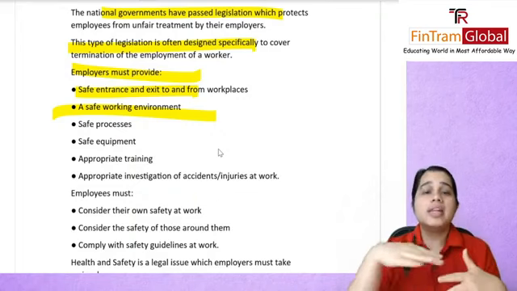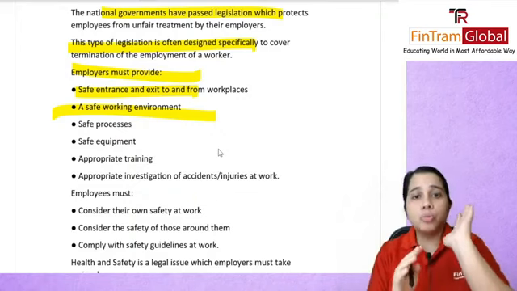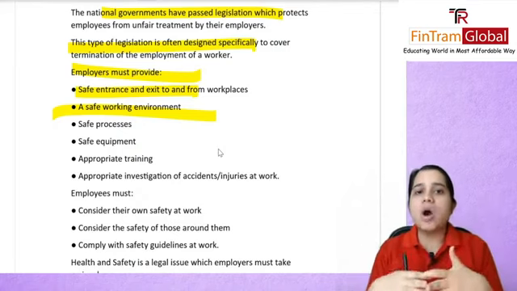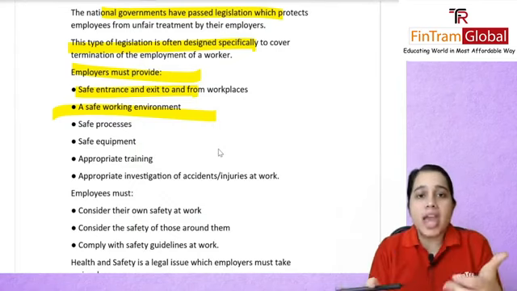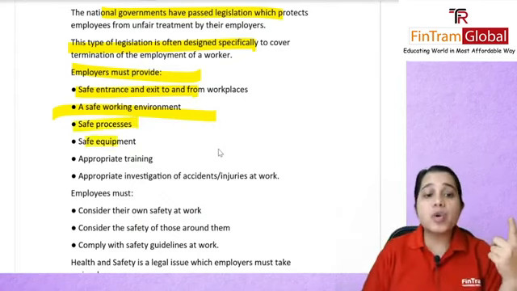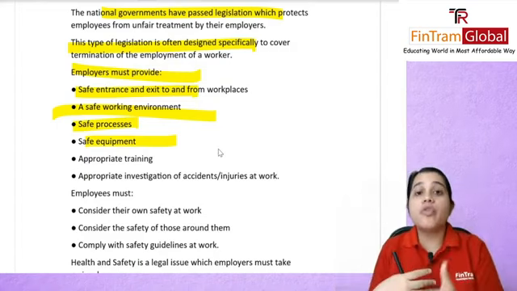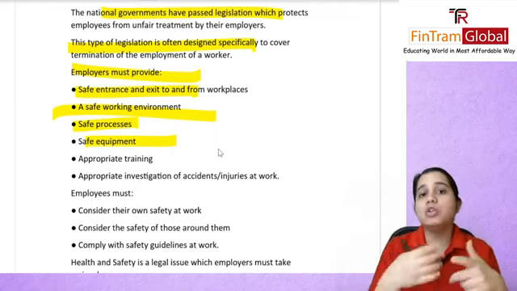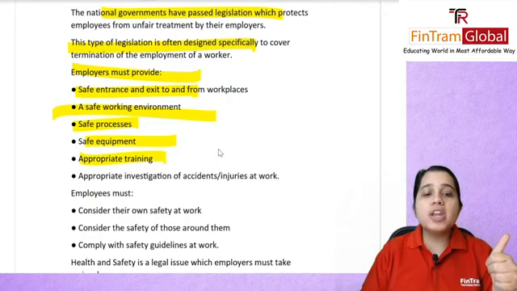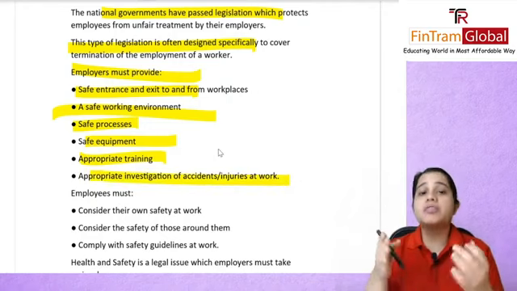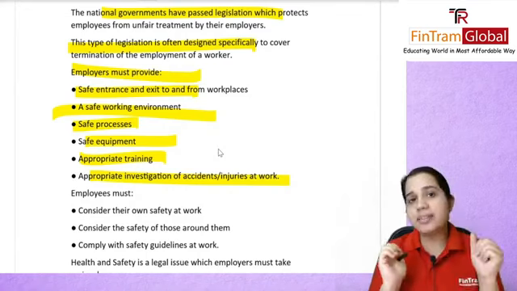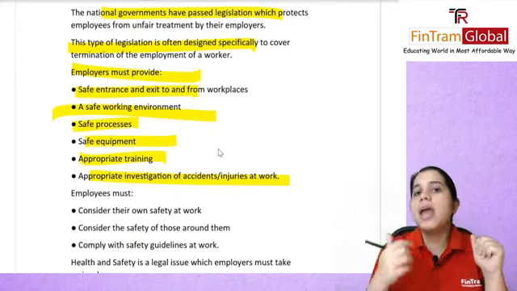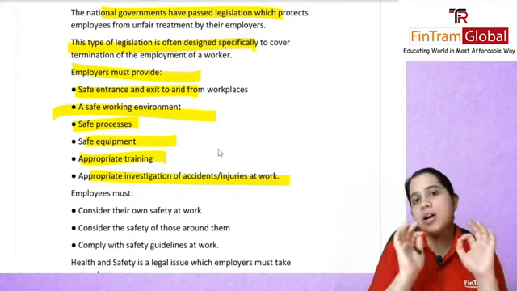If, let's say, you're working in a factory, there should be good entry and exit points, and fire exits. People should be well aware of the layout, and it should be a safe working condition so that accidents don't happen. Safe processes, safe equipment. If you know as a company that equipment is faulty, you should change or replace it, because an employee could use it and it could lead to an accident. You need to give appropriate training and also investigate any injuries or accidents that happen at the workplace.